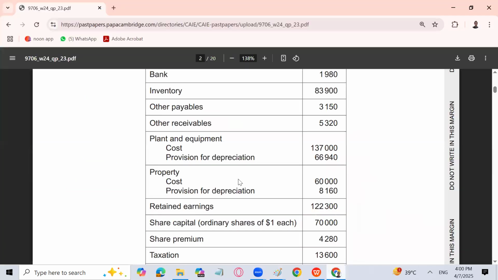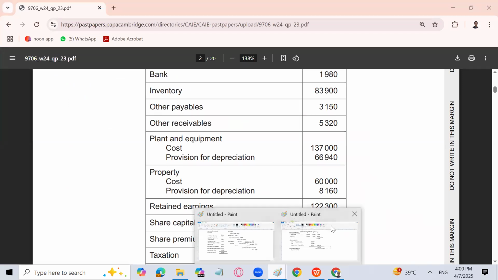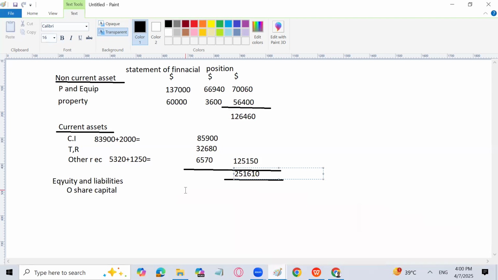Now ordinary share capital. The amount of ordinary share capital which is given is 70,000 and share premium is 4280. So I will write here 70,000. Share premium is 4280. And now I am going to write the retained earnings. So there is some change in the retained earnings. How? I will let you know.